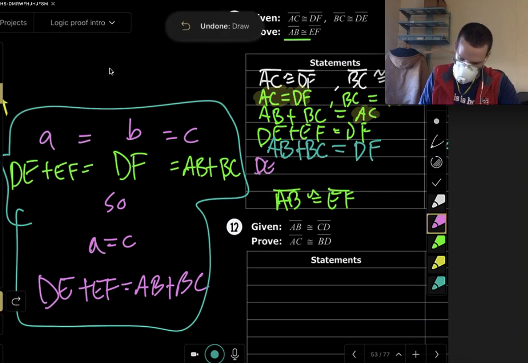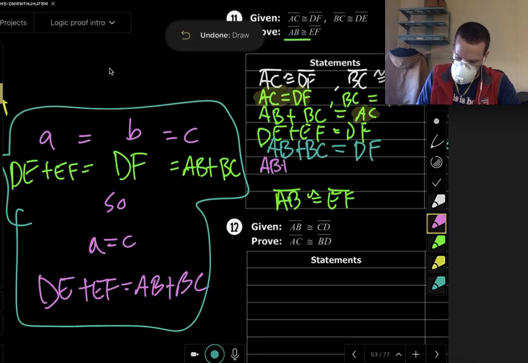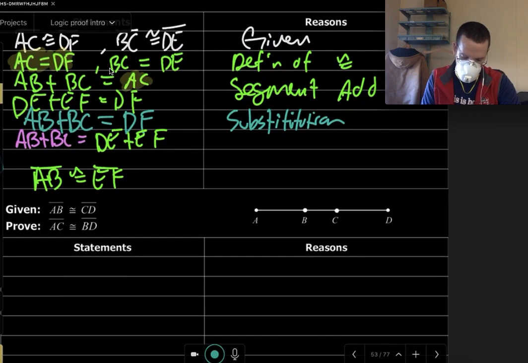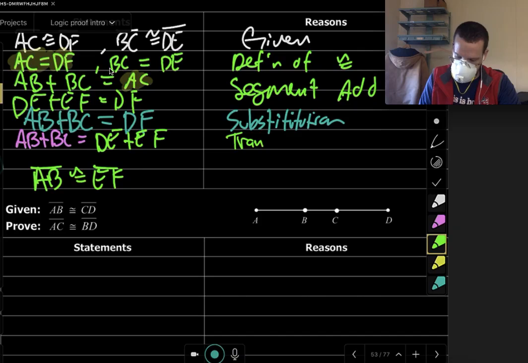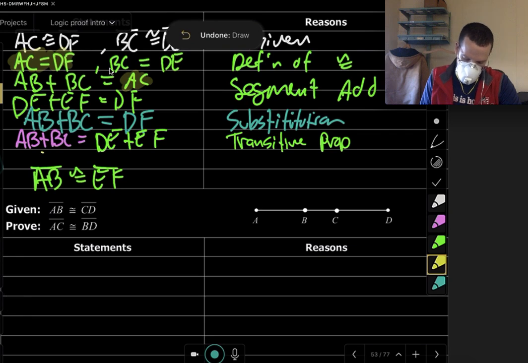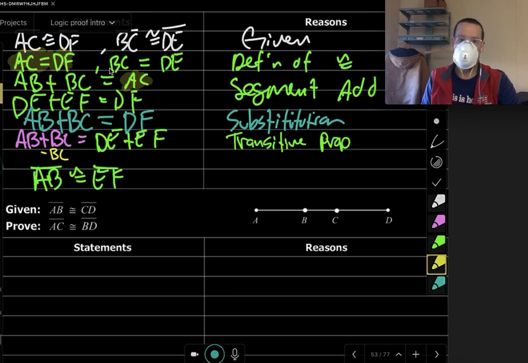So here is my use of the transitive property. I'm going to do it like this just because it looks a little bit better. AB plus BC, that was equal to DF. Well, so was DE plus EF. And that is the transitive property of equality. Okay, so what am I going to do? Well, I want it to look like AB is congruent to EF. So how about I subtract BC from both sides? Can I do that?